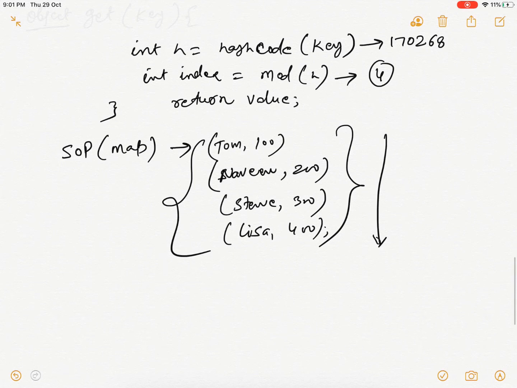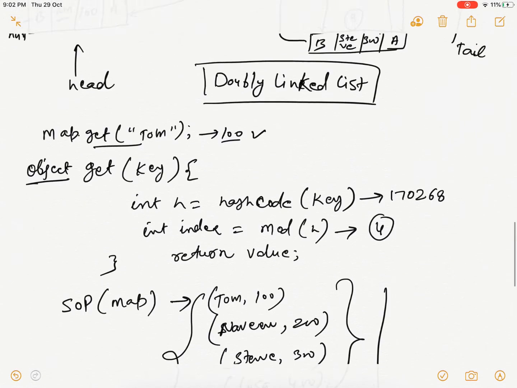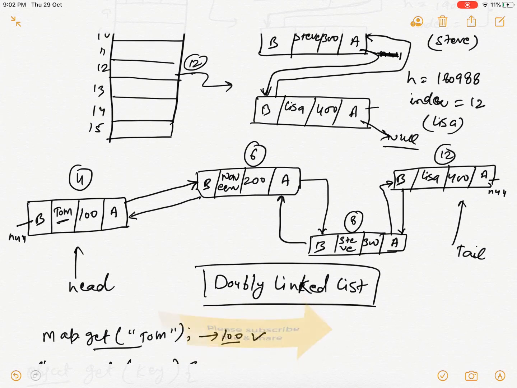But if you are doing the same thing with the HashMap, as I told you, you might get Tom first, then you might get Steve, then Lisa, and then Naveen. It depends on how exactly the values initially got stored on the basis of their hash code. Okay, so HashMap does not maintain any insertion order, but LinkedHashMap maintains the insertion order. That's the difference, and the internal implementation is available in the form of a doubly linked list.